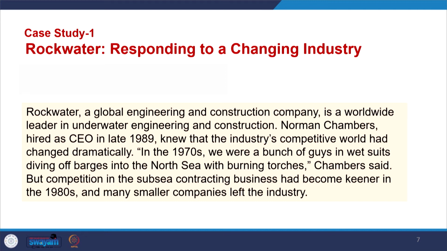Chambers knew that the industry's competitive world had changed dramatically. In the 70s, he said that we are a bunch of guys in wet suits driving off barges into the North Sea with burning torches. So, this is what Chambers said. We are nobody, but we are a bunch of guys wearing some suits and getting into the sea with some light and trying to see what is happening, how work is being done.